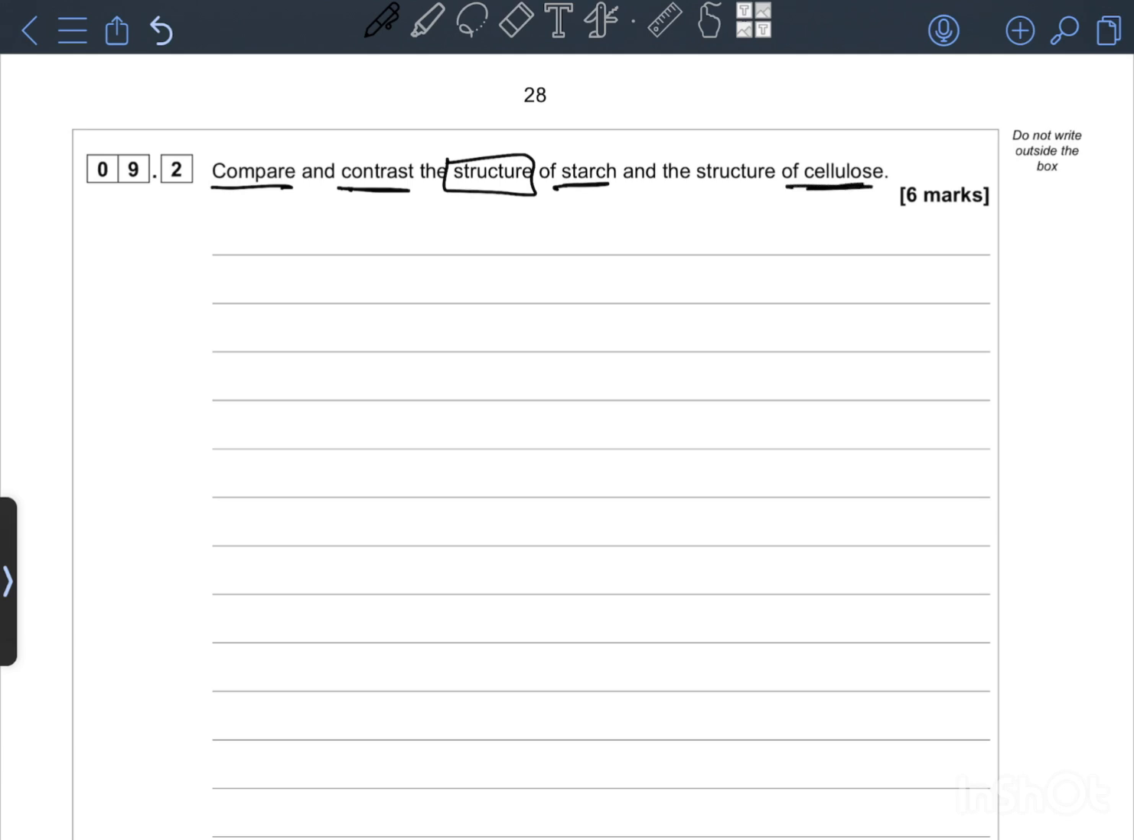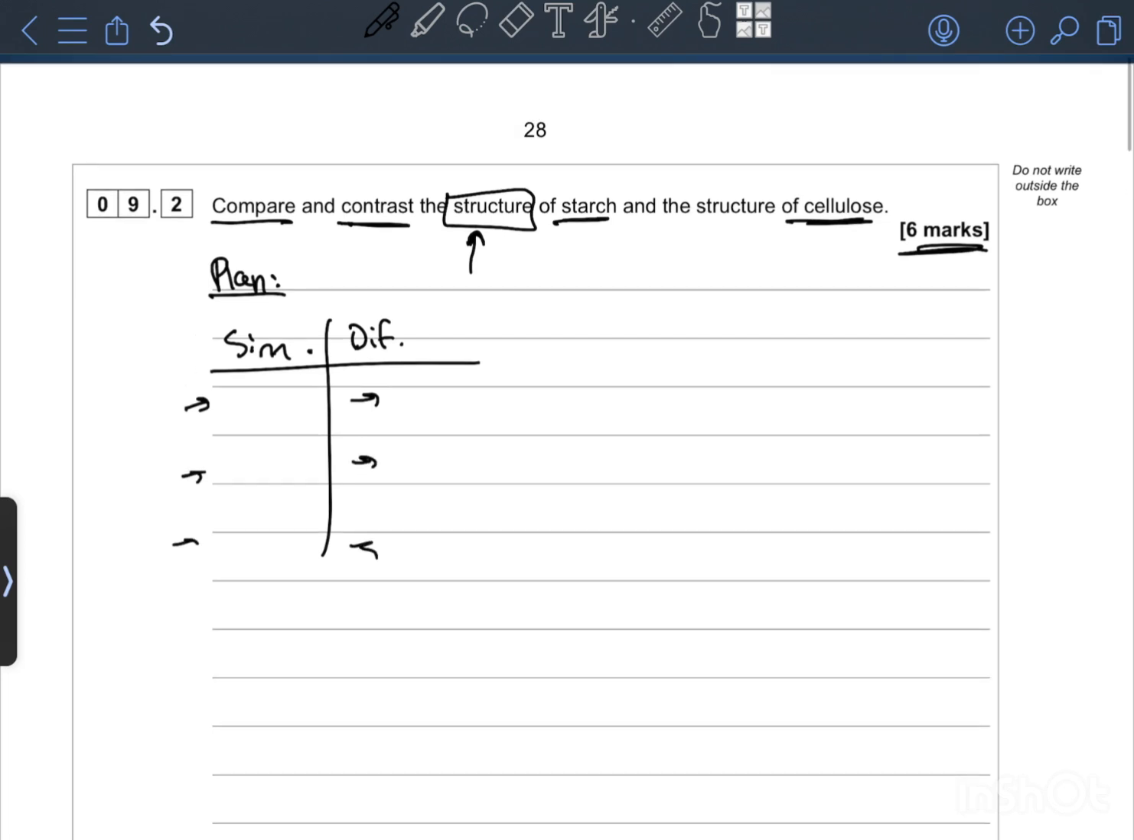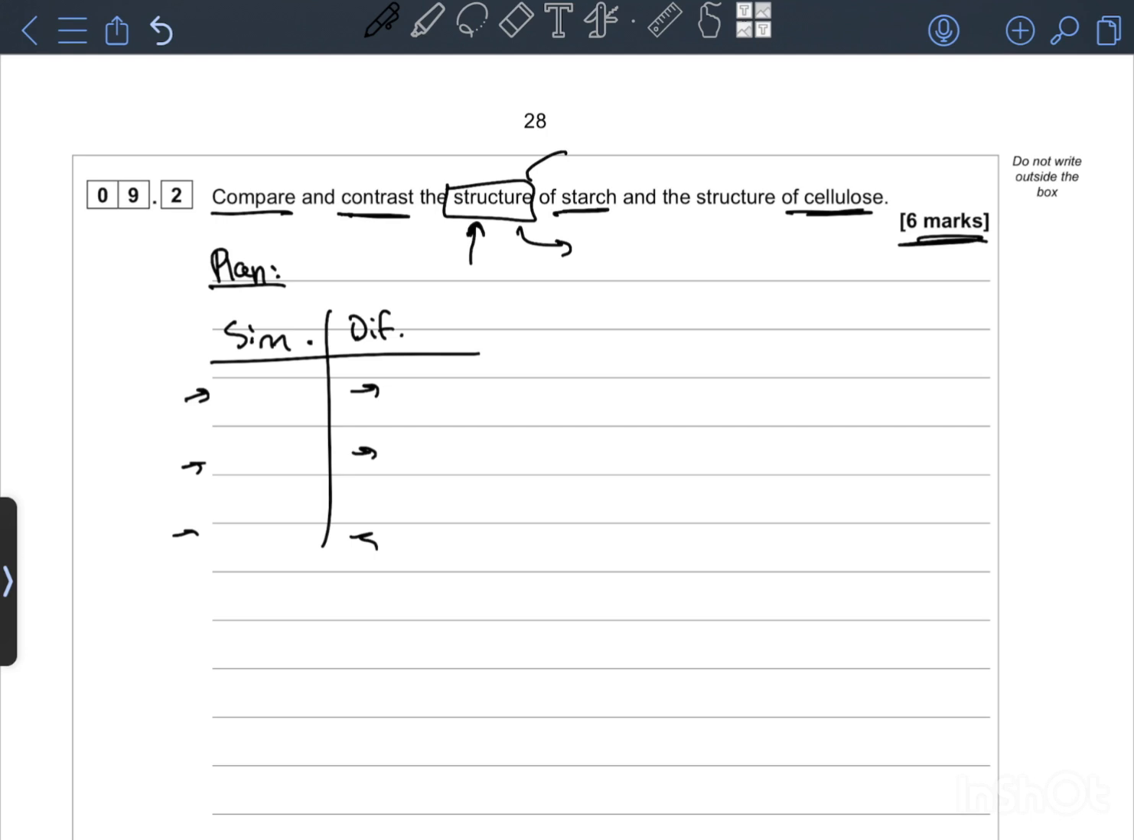So with these type of questions, you want to make a little plan for yourself with the similarities and the differences. So you need to remember we're talking about the structure here, and since we're doing a 6 marker, we want to have roughly 3 points for each section. So we'll have 3 points for each section. Now just think about structure. So what things come to your mind when you talk about structure?